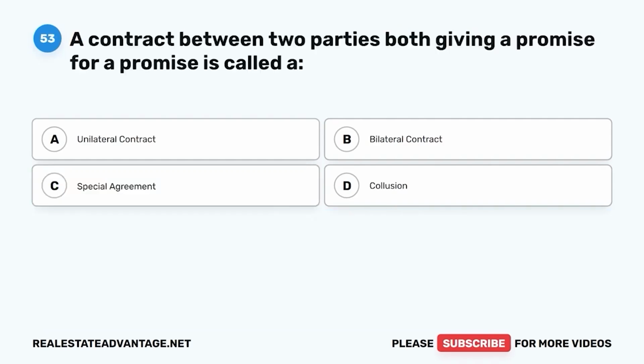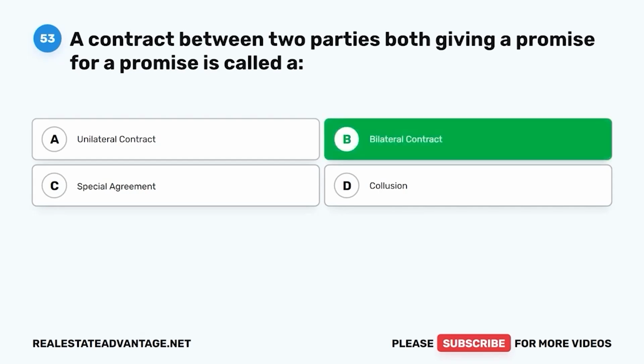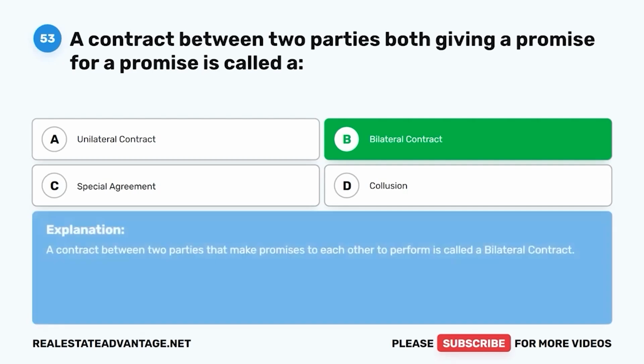Question 53. A contract between two parties, both giving a promise for a promise is called A. Unilateral contract, B. Bilateral contract, C. Special agreement, D. Collusion. The correct answer is B. Bilateral contract. A contract between two parties that make promises to each other to perform is called a bilateral contract.